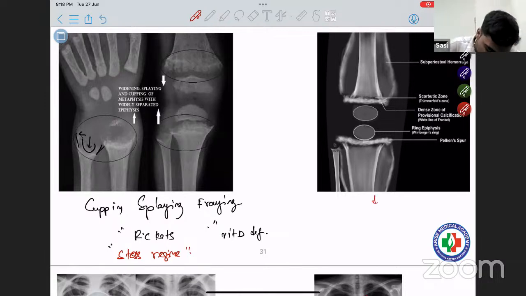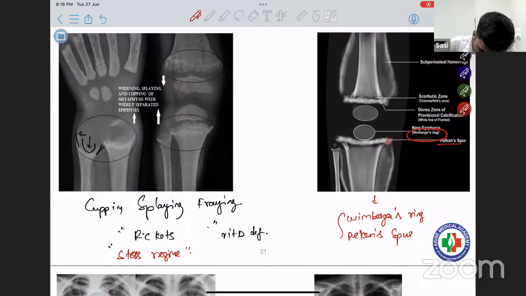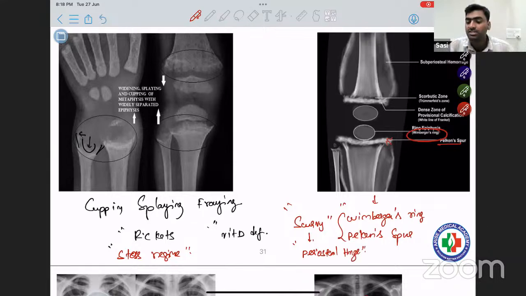Next one. If you see in a condition this Wimberger's ring, remember this Wimberger's ring along with this spur, which is known as the Pelkan spur. Okay, these are suggestive of which condition? Waiting for your answers. Yeah, they are suggestive of scurvy. And scurvy is also present with one more thing, periosteal hemorrhages. Just remember this thing.